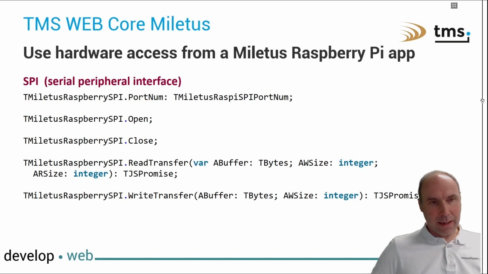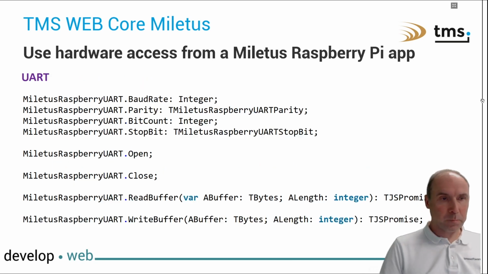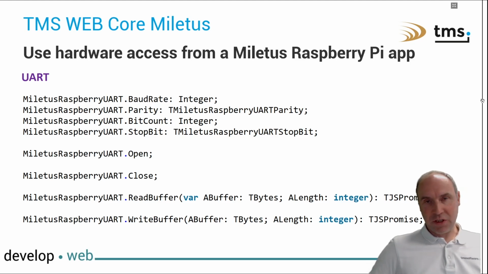Somewhat similar is what you can do with SPI, which stands for Serial Peripheral Interface. Here too you can open the SPI port, close it, and read and write to it. The UART, which is also available out of the box in the Raspberry Pi, you can access with the TMS Raspberry Pi UART component. You can do all the settings of your COM port through which you want to communicate, open and close it, and read and write data to it.